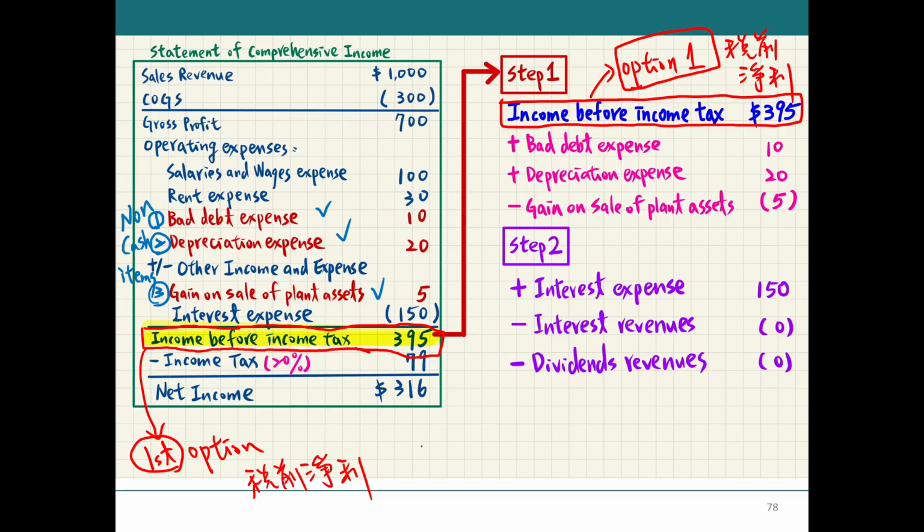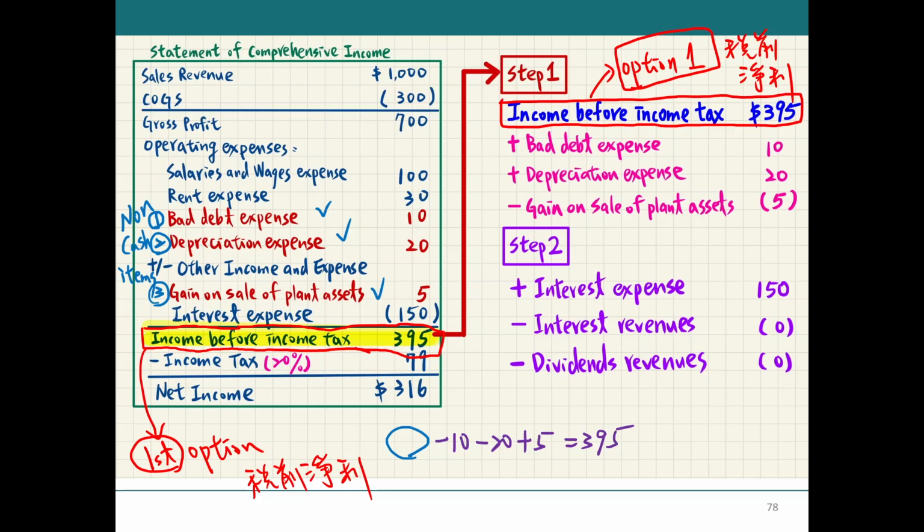So based on some numbers, you minus payday expense $10, minus depreciation expense $20, plus the gain $5. Based on this, then we got $395, right? Do you understand? So the other numbers, we minus 10, minus 20, plus 5, you got 395. How to exclude these three items, these three items' effect?